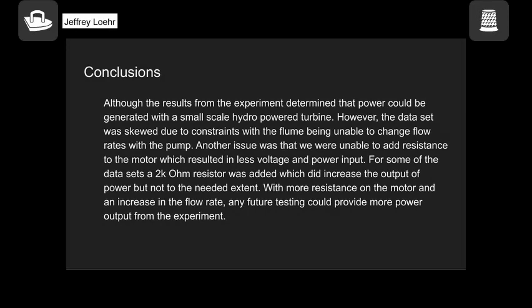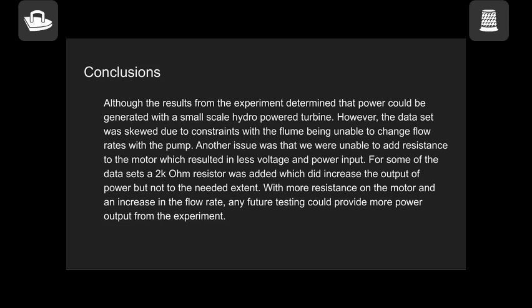The results of our experiment were successful in that they proved power generation with a small-scale turbine was very possible. Unfortunately, the data was limited by the constraints of the flume, and our team was unable to change the flow rate of the stream. Another roadblock was our team not having any power resistance in the motor, causing it not to generate any power. This was solved by adding a 2 kilo ohm resistor, which proved successful in allowing power generation to occur.